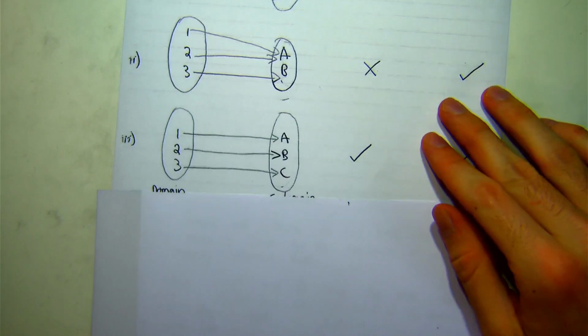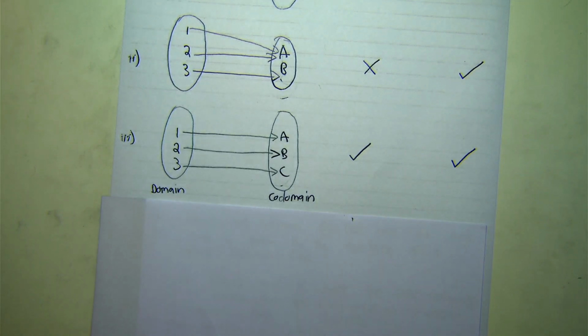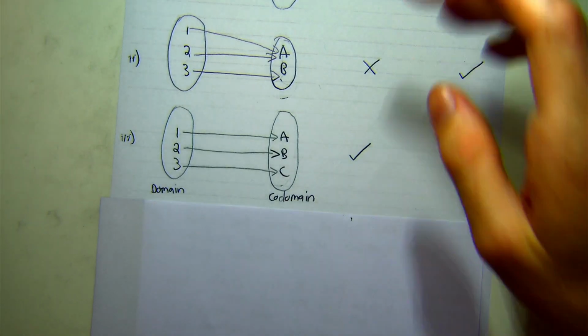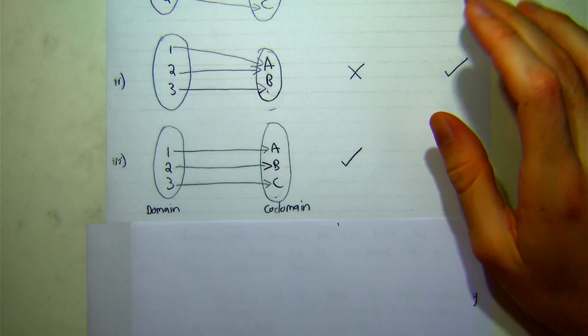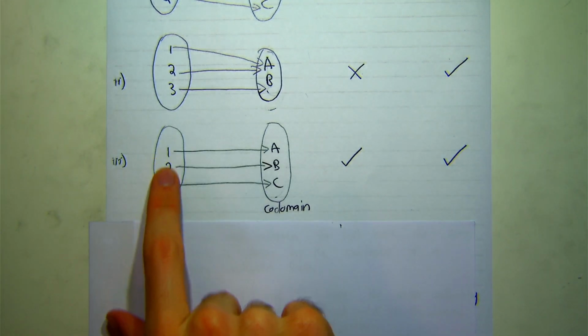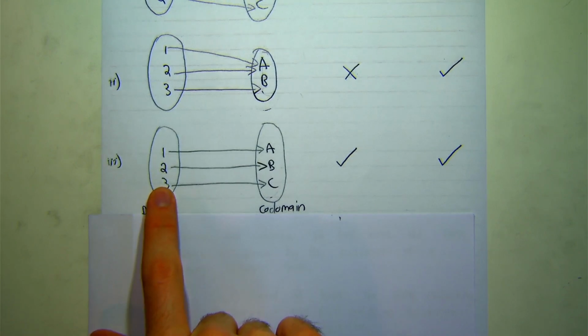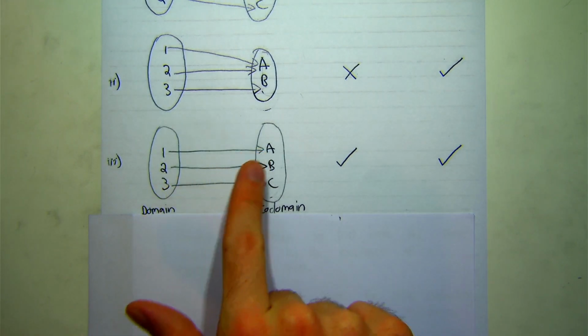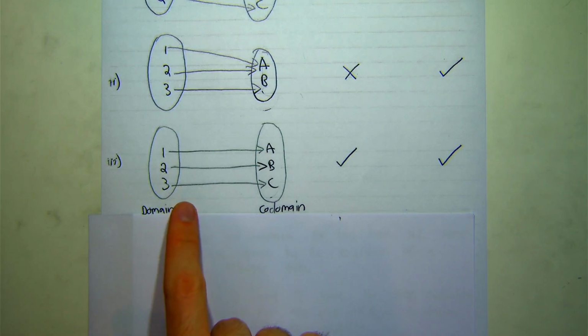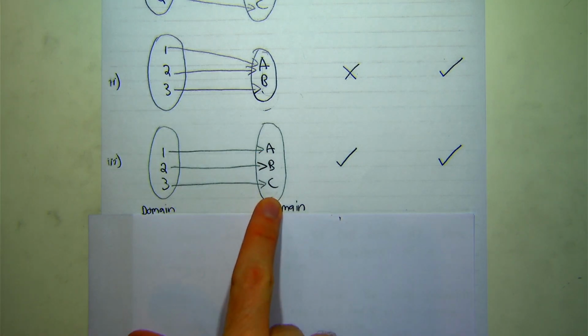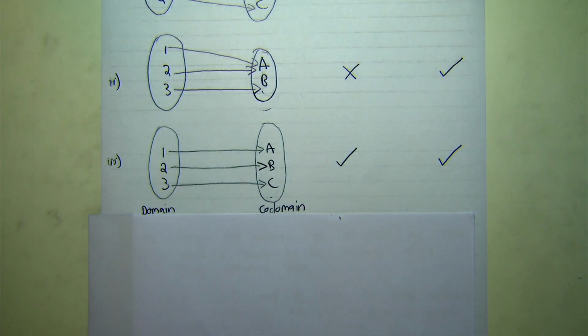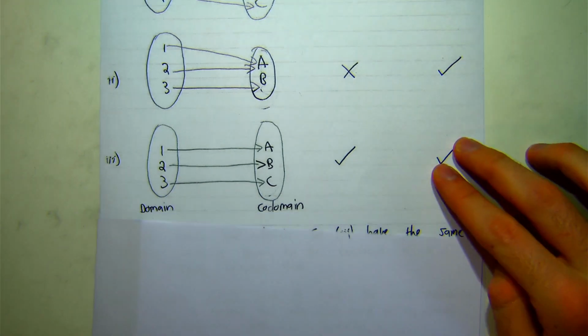And then lastly, we have this function, which is both one-to-one and onto, both injective and surjective, because every element in the domain is hitting at most one thing, and everything in the codomain is being hit by something. Okay, and that creates our bijective function.